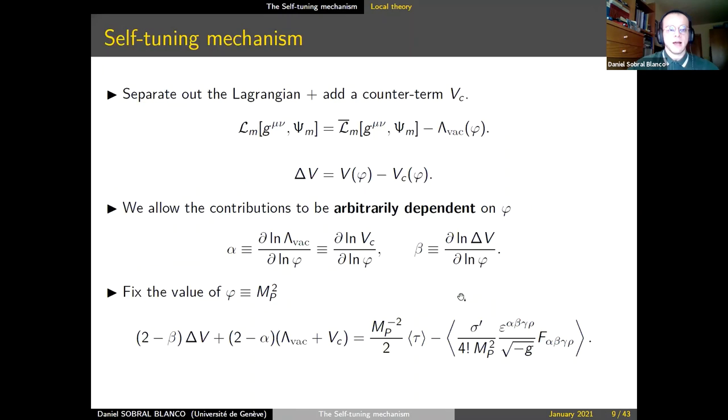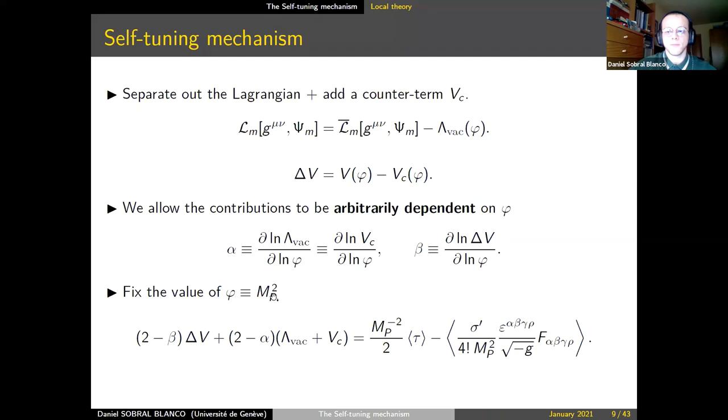So we play the same game as before. We separate out the Lagrangian and add a counter term, and we introduce this notation here, which will be the difference that remains between the potential and the counter term. But the thing that we have to take into account here is that we allow the different contributions to the cosmological constant to be arbitrarily dependent on phi. We can do this and define a set of parameters which will basically measure the dependence of these parameters on the field, which, once we have fixed the dynamics of the field using the constraint I showed you before, we can always set to be the Planck mass squared.